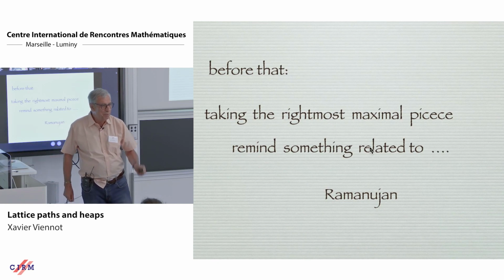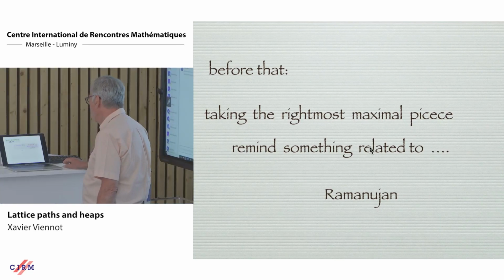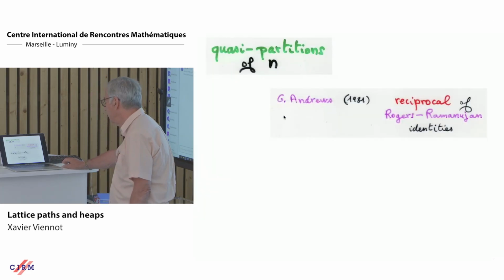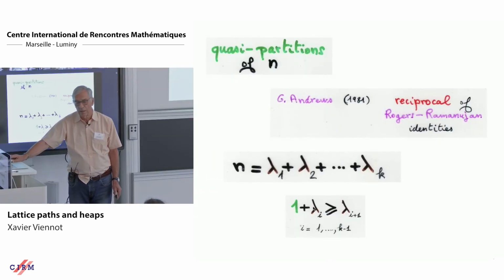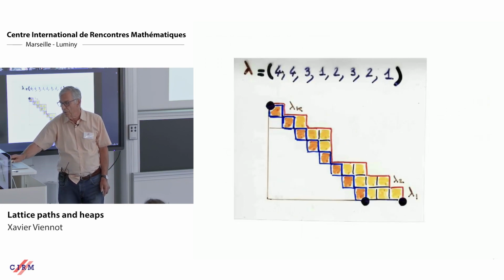Taking the rightmost piece, this reminds me of Andrews' theorem about the reciprocal of Ramanujan identity. What has Ramanujan to do here? See, Andrews defined quasi-partition. Quasi-partition is an extension of partition. It's a sequence where you are allowing, between two consecutive parts, that it's not decreasing. It can maybe increase a little. So this is a quasi-partition, 4, 4, 3, 1.